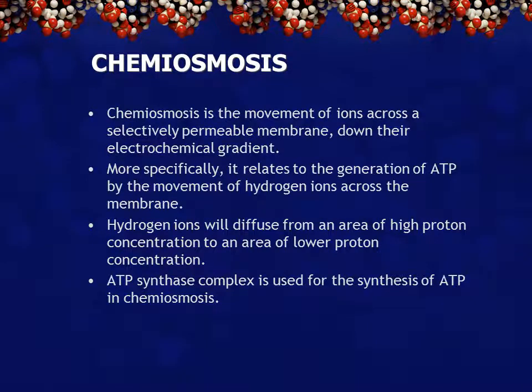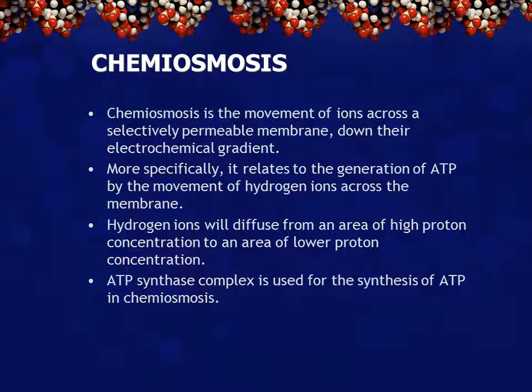So what is chemiosmosis? Most of you are aware of chemiosmosis. What happens in chemiosmosis? One term is osmosis, and when the word chemi is attached to osmosis, it means that there is a chemical process happening here. That's why you are seeing the name chemiosmosis.